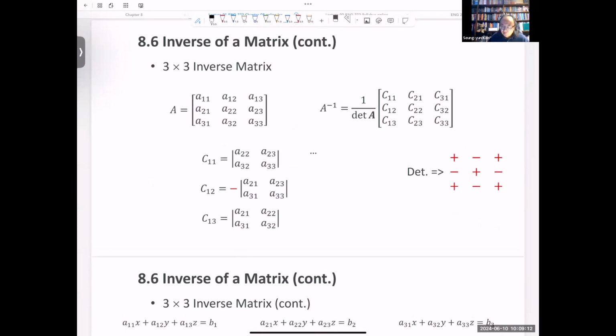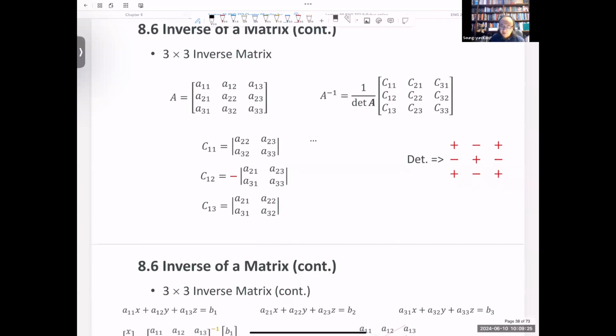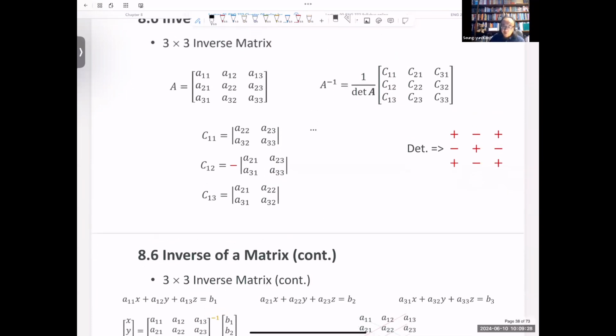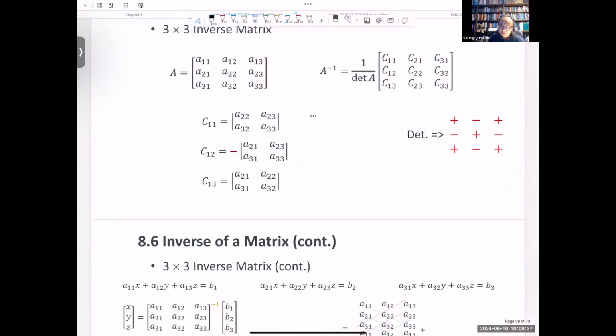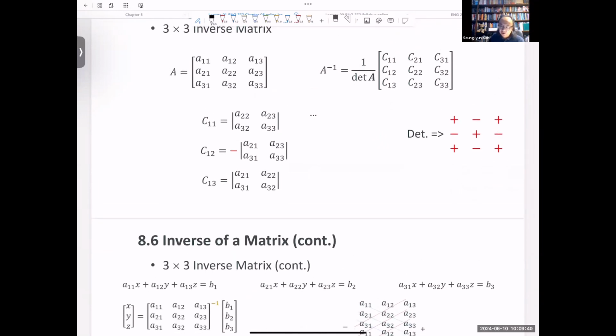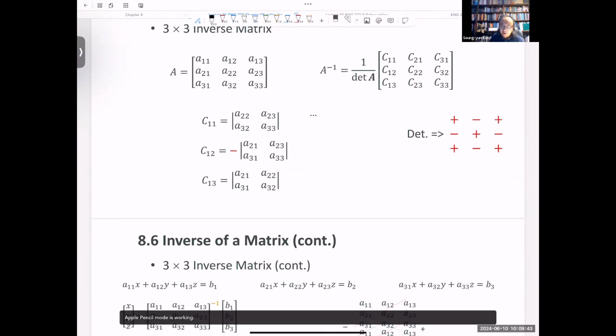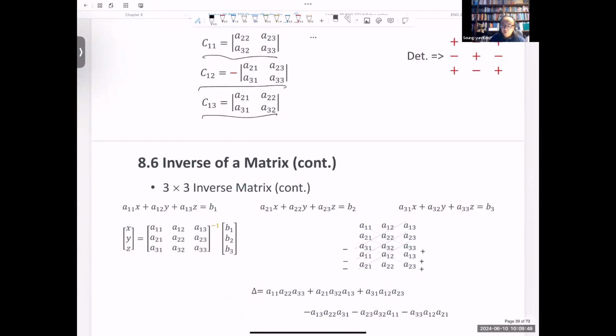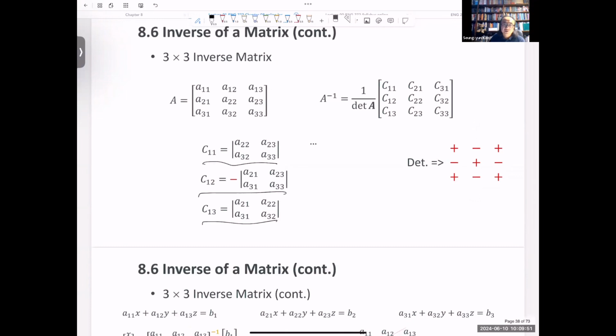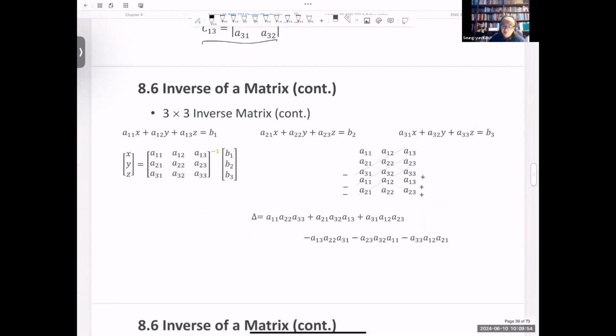Now, inverse matrix of 3 by 3. Just like what we did to find the determinant of the 3 by 3, we need to use this plus, minus, plus pattern and then get the determinant. Once you have the determinant, we need to find each portion for the determinant, and then this is C11, C12, C13. So we have to do all of this calculation again. So this is a kind of long process for finding the inverse matrix, so I'm not going to do that.